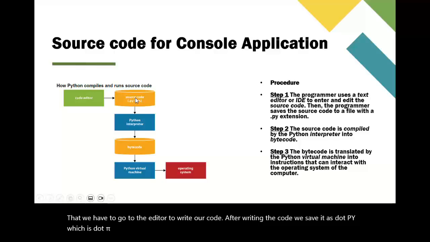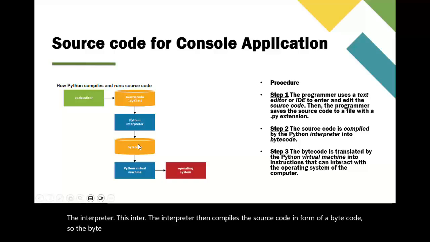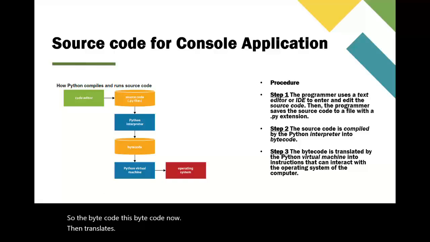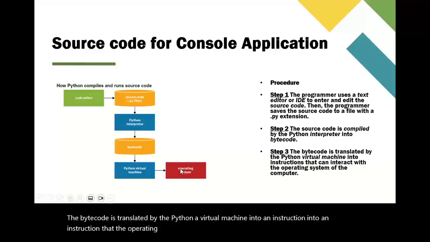After saving it as .py, what happens next? The interpreter then compiles the source code in the form of bytecode. The bytecode is translated by the Python virtual machine into instructions that the operating system can relate with, and that's how the process goes.